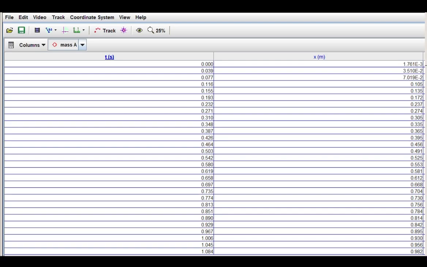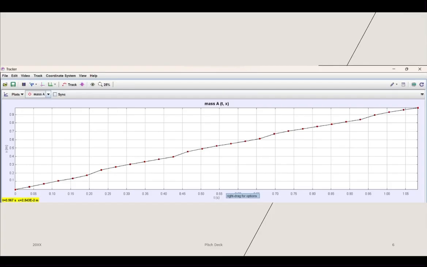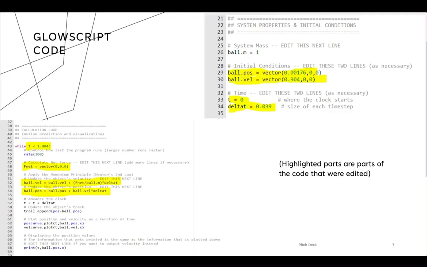And here are the data points that Tracker collected from the video. As you can see, the time starts at 0 seconds, and each time step is 0.039 seconds. And the initial position collected was 1.761 times 10 to the negative 3. This is the graph that Tracker made. Although it's not completely linear, it is very close considering that it is an experiment.